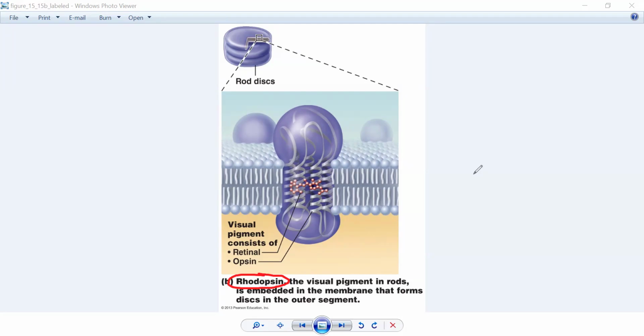And when it comes to cones, you basically have three types of cones. In other words, they have three different types of retinal. You have cones to interpret, I believe, red, blue, and green. And just the way you stimulate the three types of cones will give you the interpretation of different colors.